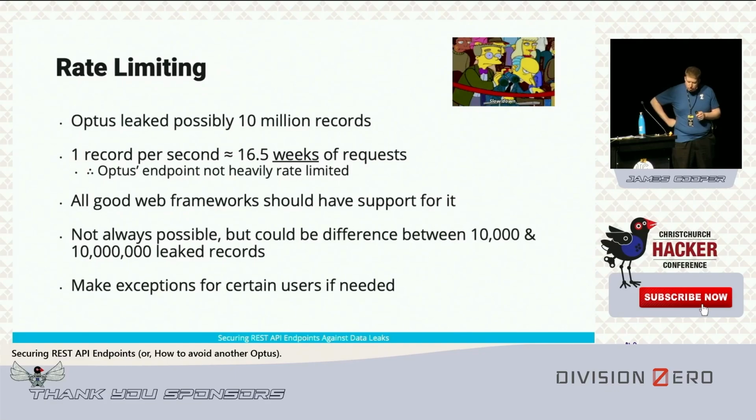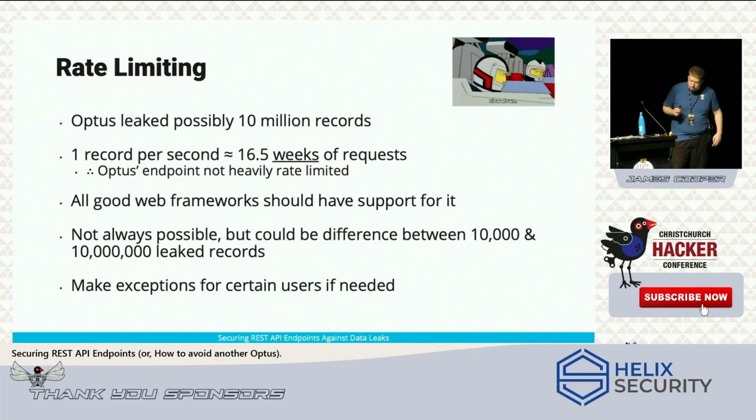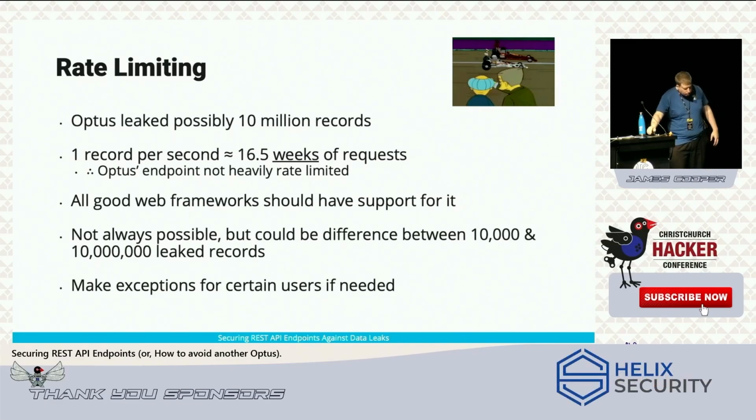Rate limiting. Okay, so the thing about rate limiting is you can't always do it. So I figured out, I've just, supposedly leaked potentially 10 million records, just a second.